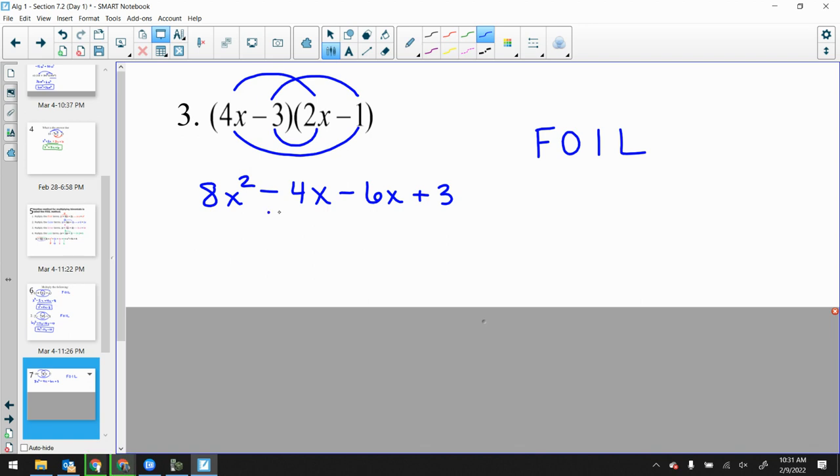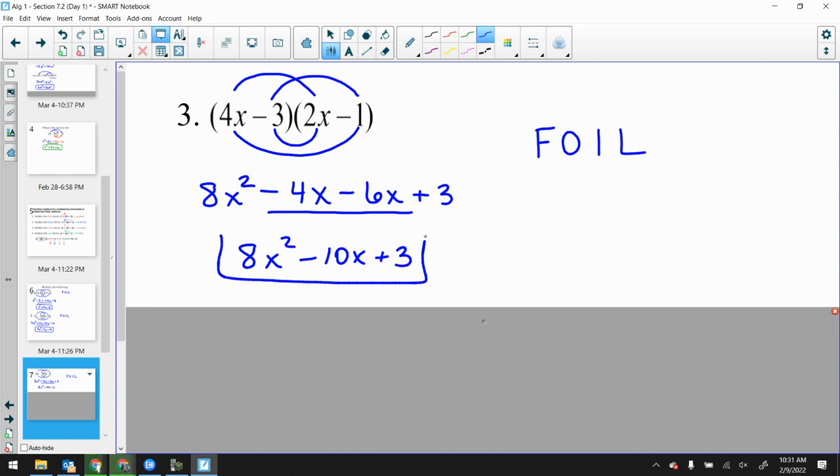And then we combine like terms in the middle. 8x squared minus 10x plus 3. Negative 4 and negative 6 make negative 10. Okay. Questions about that one?